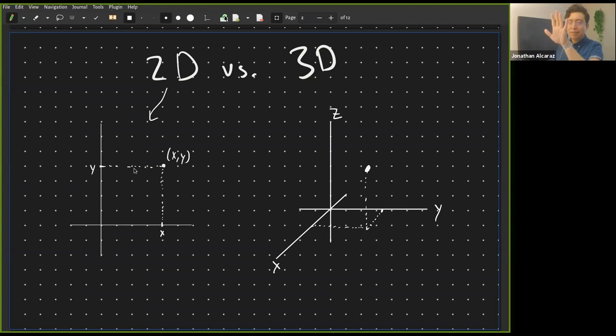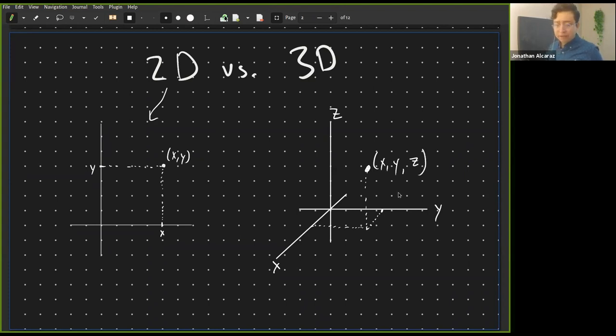You have your xy plane and you kind of lay it down like this, and then your z-axis goes straight up like that. Okay, so there's this added dimension of the z-axis. So this point is x, y, z.